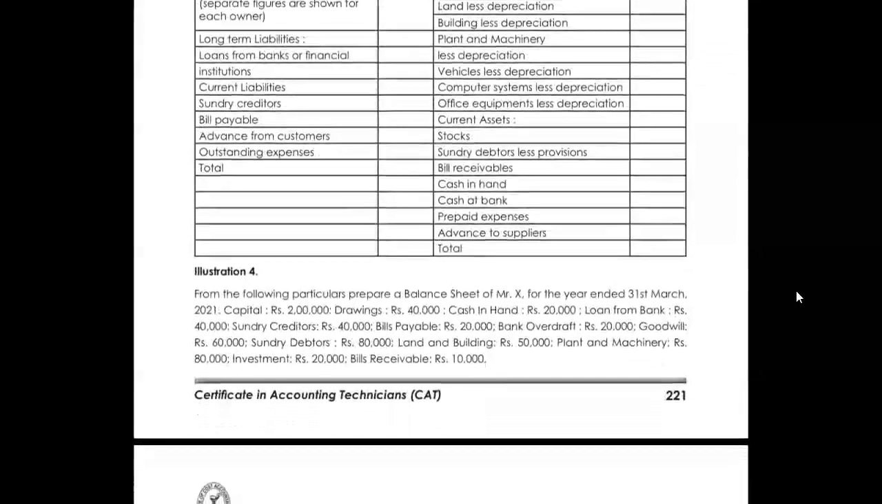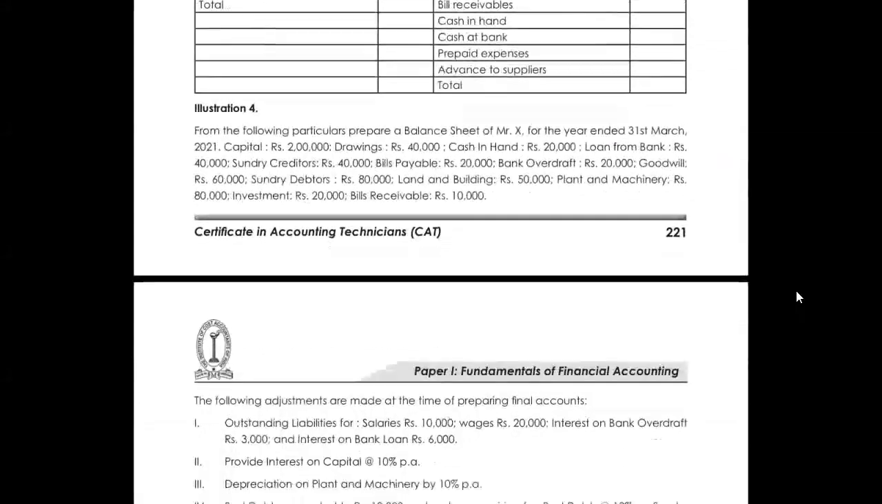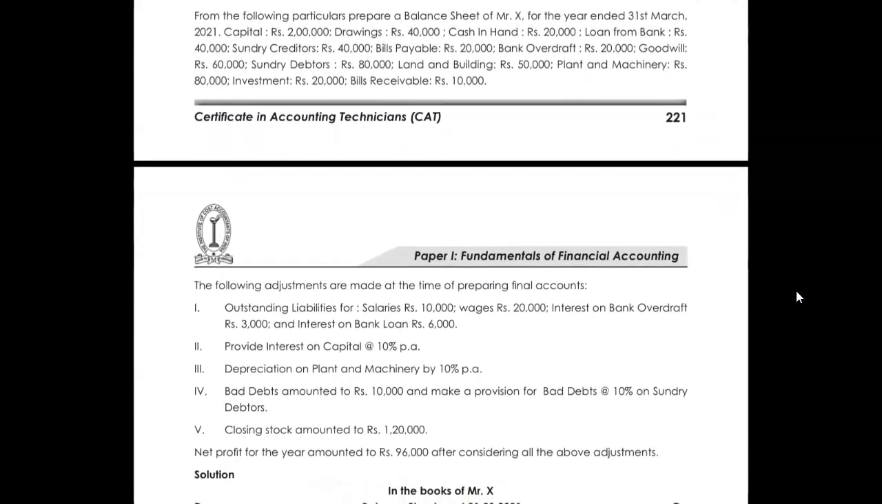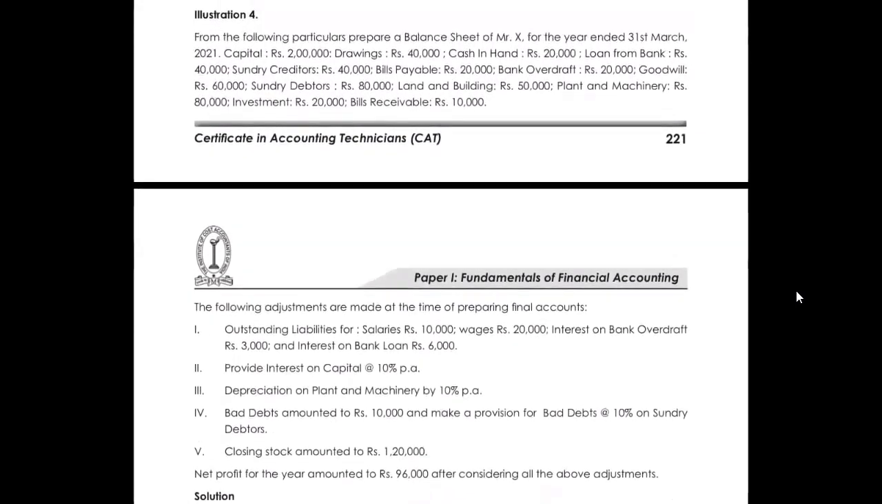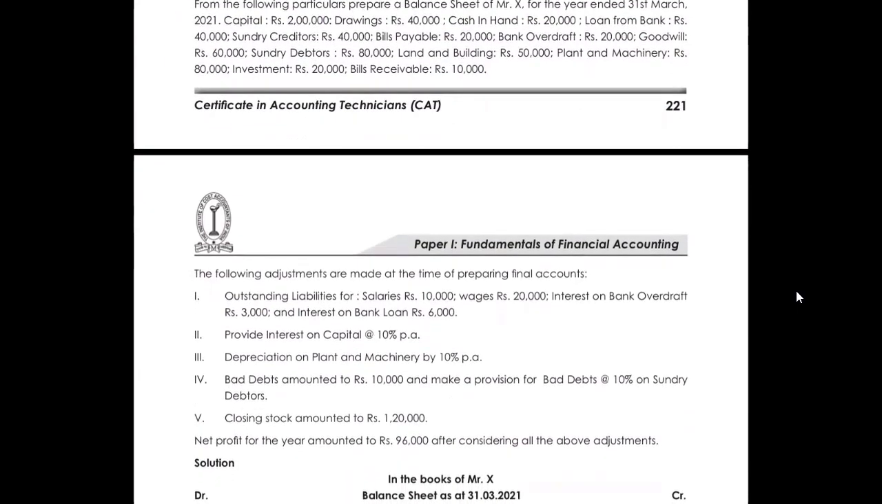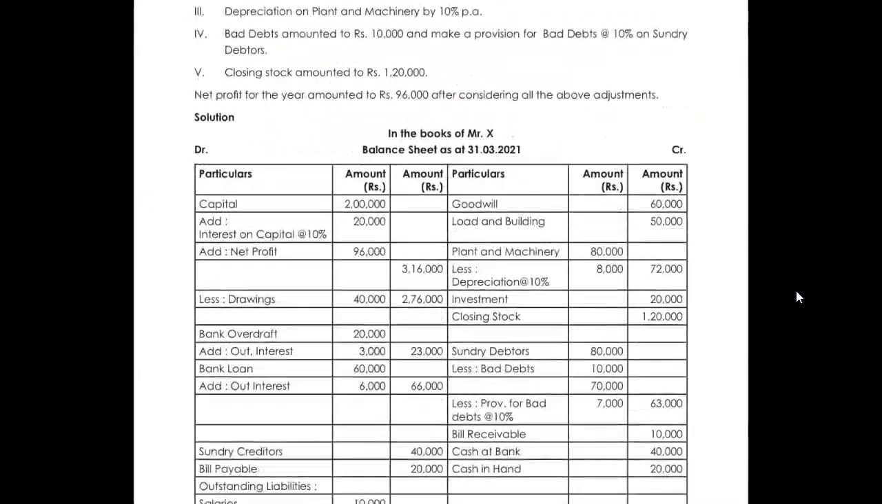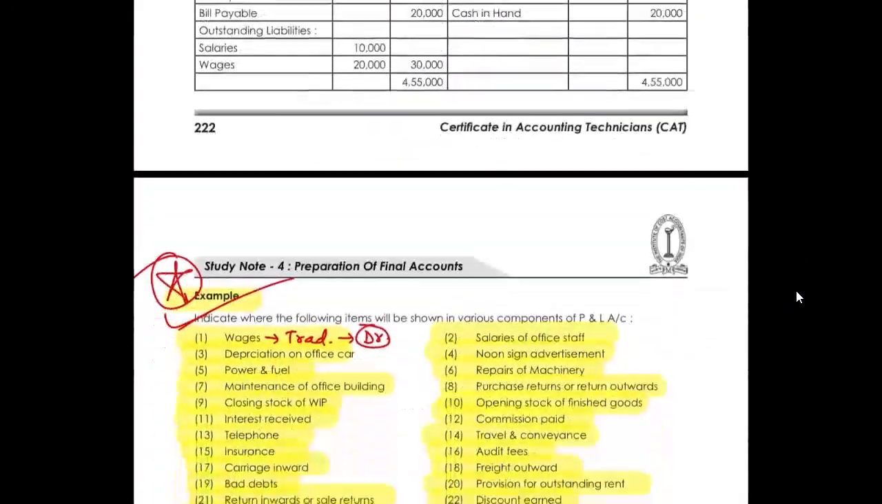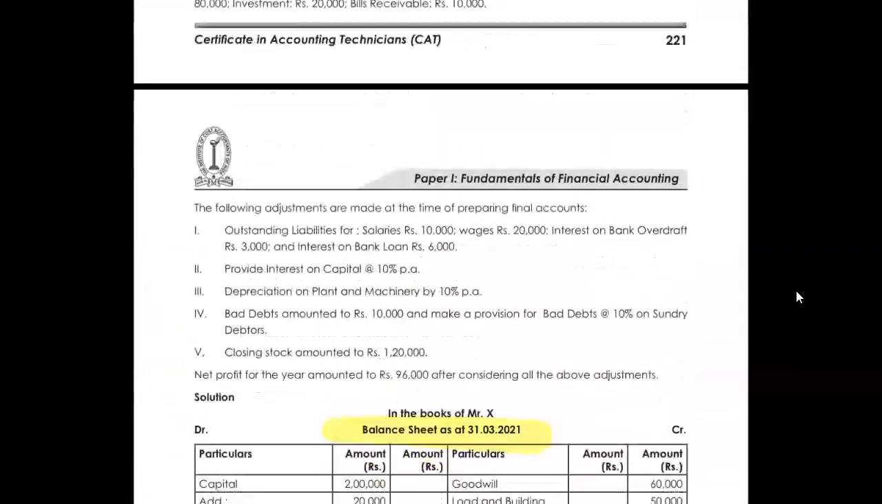Now, there is a question, illustration number 4. This is based upon your balance sheet. So you need to prepare the balance sheet as on 31st of March 2021 in the books of Mr. X. What information they have given, my dear? Please look at it.